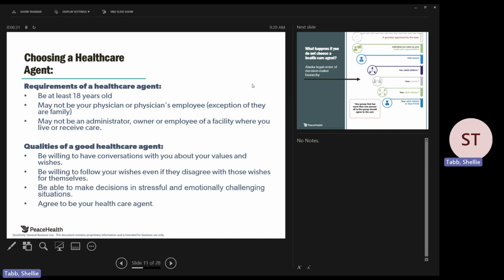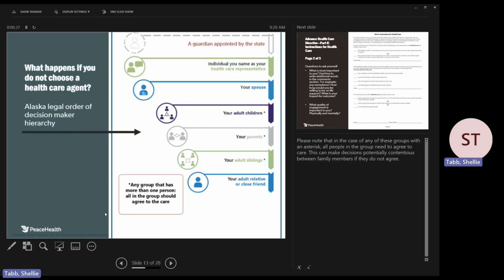So one common question is, what happens if you don't choose a healthcare agent? And on this image here, we have the Alaska State legal hierarchy of decision makers. And so up at the tippy top is, in the rare instance that you had a guardian appointed by the state. Generally, most people are not going to have that. And so next down the hierarchy is the person that you name as your healthcare representative.